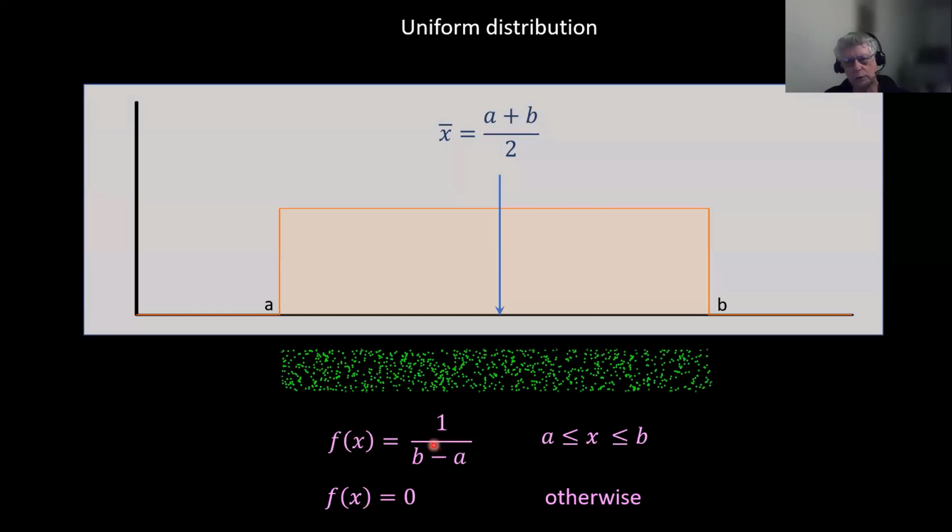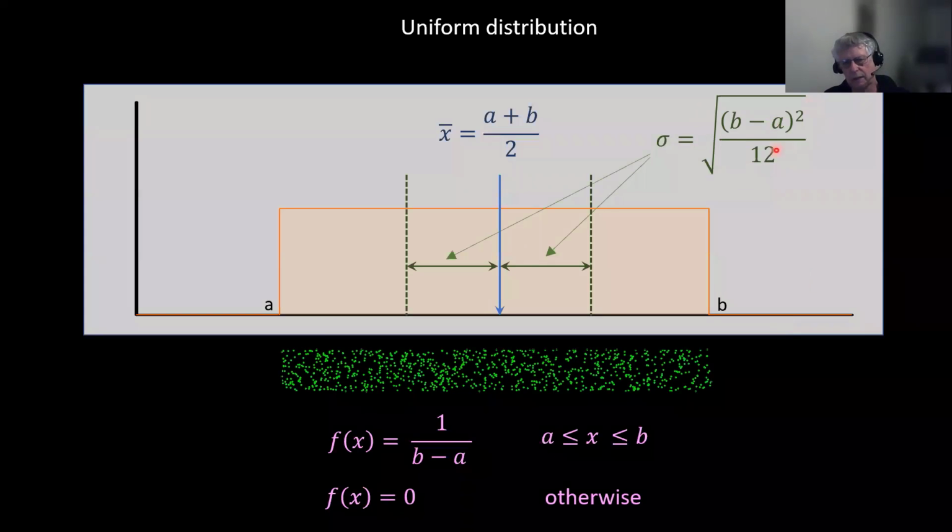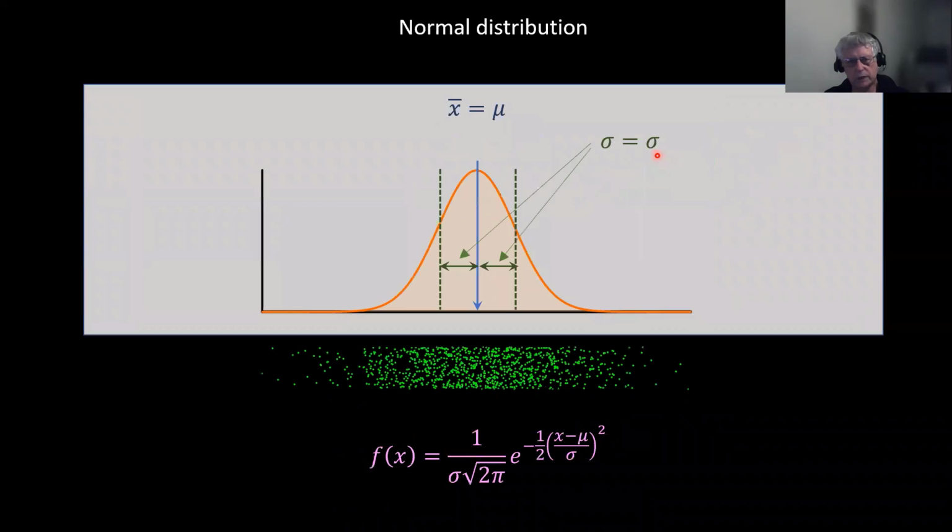So for our uniform distribution, the green equation gives us the standard deviation. For our normal distribution, well, the standard deviation is built right into the equation. Again, this is a propensity to wiggle about the mean, about the central tendency.